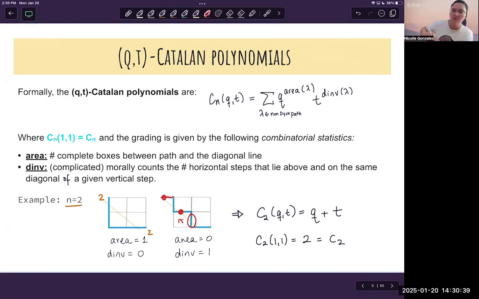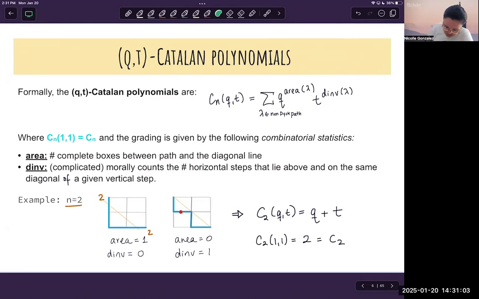You look to the right and you look at how many horizontal steps are being intersected by that line of the same slope. You add all these values and you end up with some number. And that number is essentially what dinv is. So here, let me erase all my little contributions here. So that's why here you end up with a dinv of 1. That's essentially how this works.